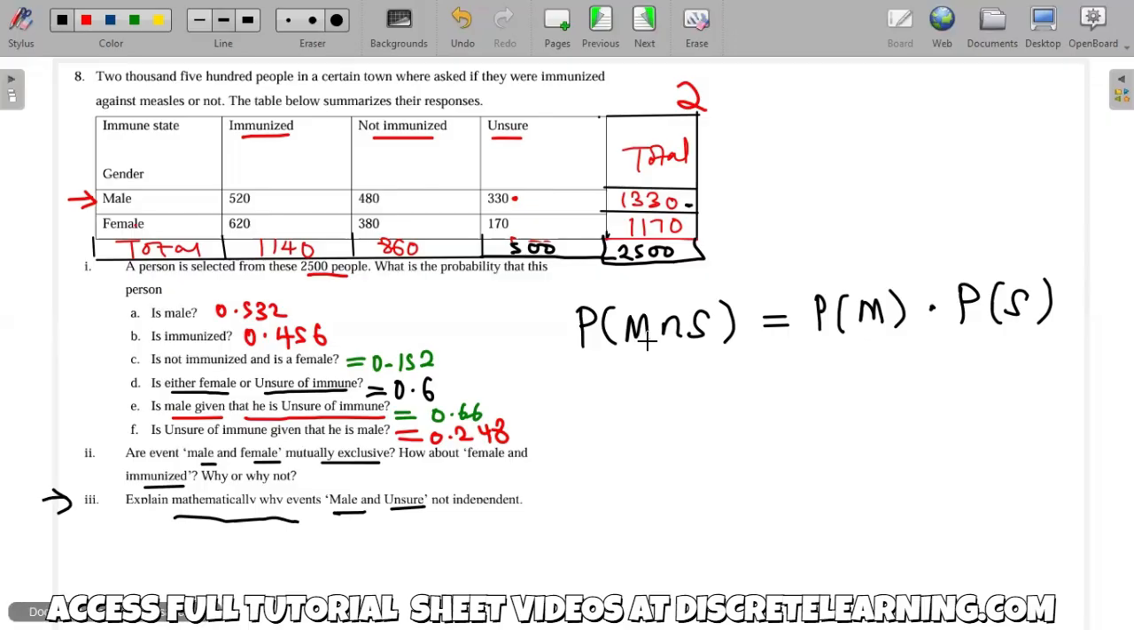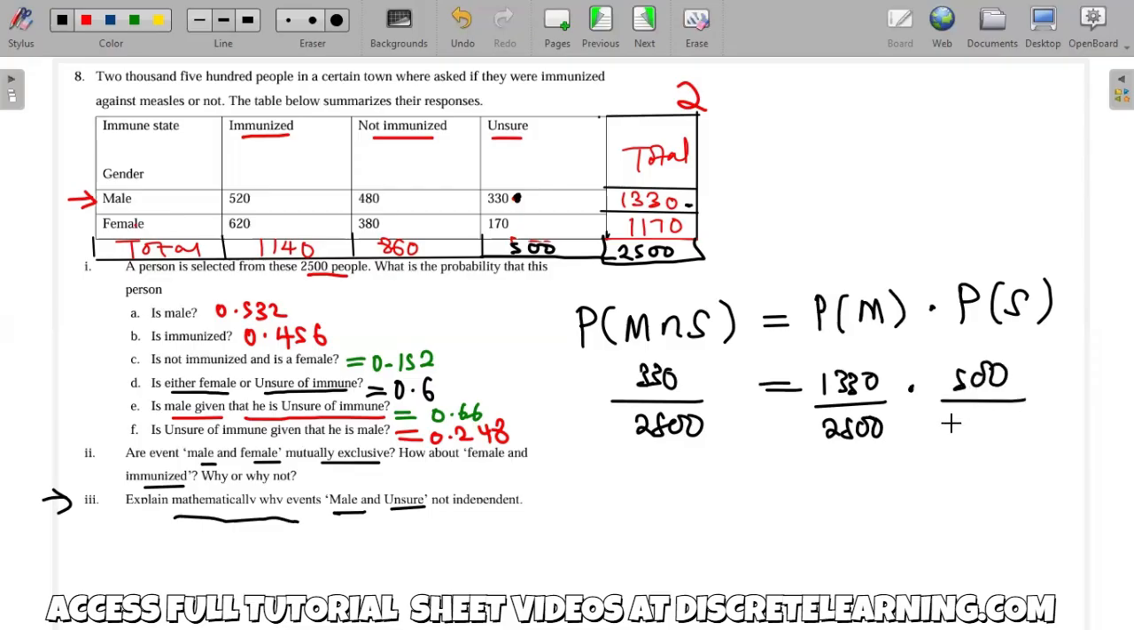So the probability of male intersection unsure would just be what? This is the male and unsure where they're intersecting. So 330 over 2500, the total, equals... the probability of male is 1330 over 2500, multiplied by unsure, the total is 500 over 2500. So we can already see that this won't be the same.